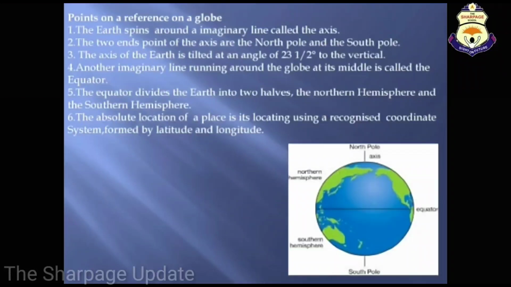And how can the absolute location of a place be known using the globe? It can be located using a coordinate system formed by latitude and longitude. So, these are the points on a globe: the equator in the middle, the lines known as latitude and longitude, and the two poles, the North Pole and South Pole.